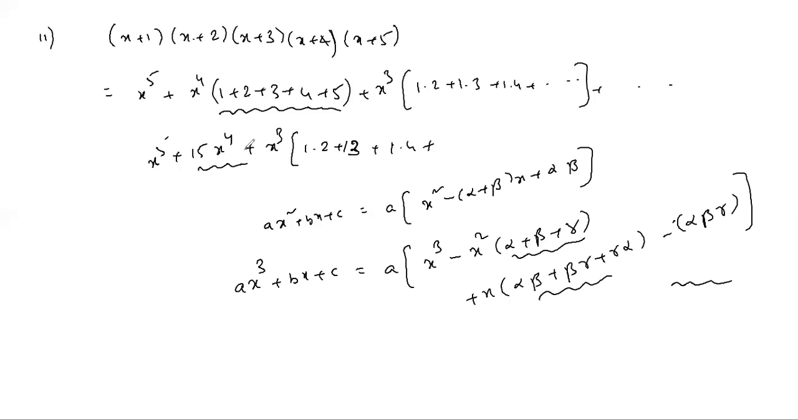So here we have to find only a simple one, the coefficient of x power 4, that is the second term. So the coefficient is nothing but the sum of all values. 1 plus 2 plus 3 plus 4 plus 5, answer is 15. Okay.